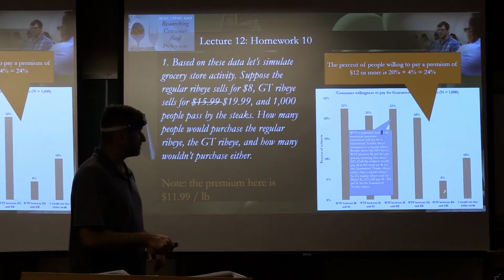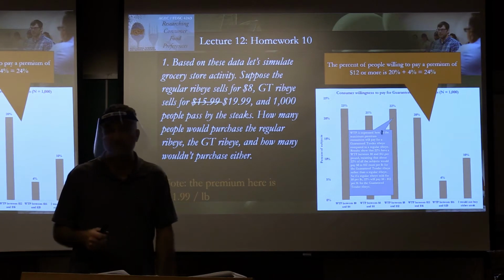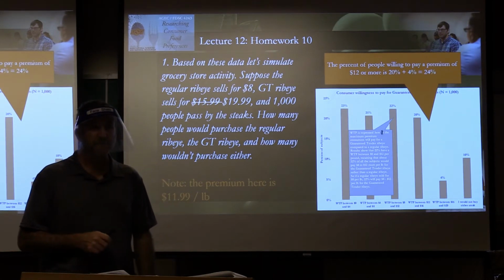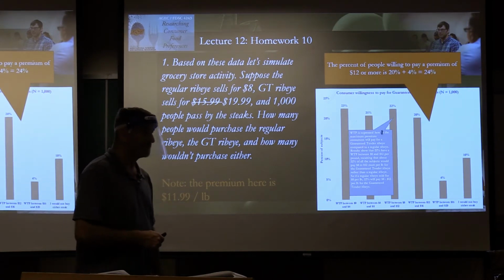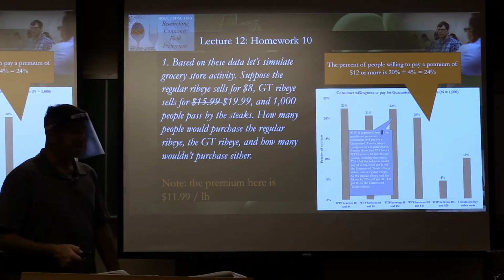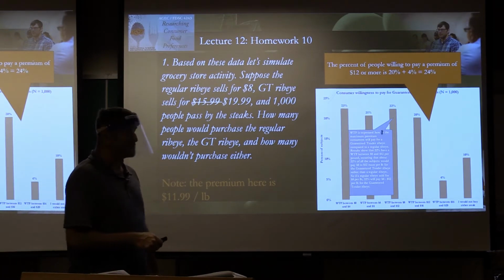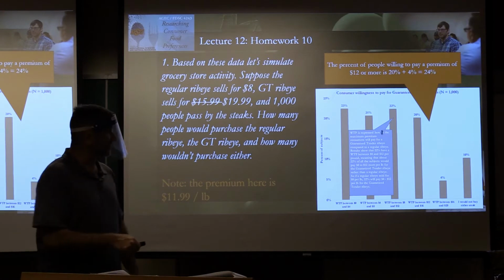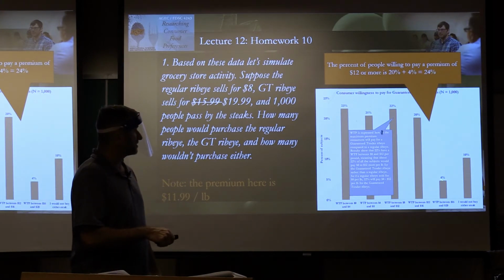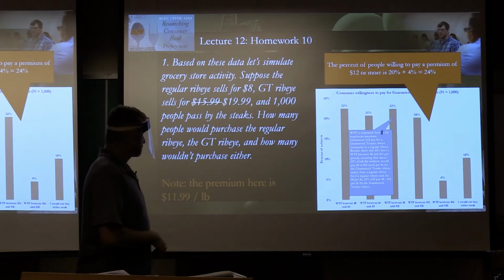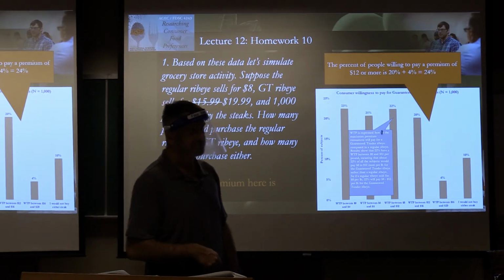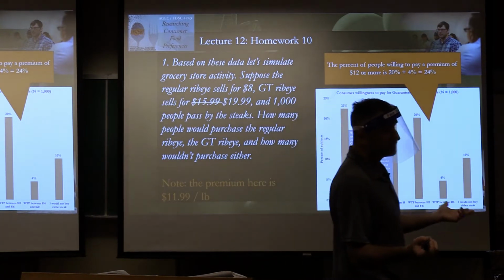And what about these people? They're willing to pay between $16 and $20 more. Will they buy it? Yeah. They're even more eager to buy it. And so what we find is that the percent of people willing to buy the guaranteed tender steak is 20% plus 4%, so 24%. And that's the answer to number 1 on homework 11.